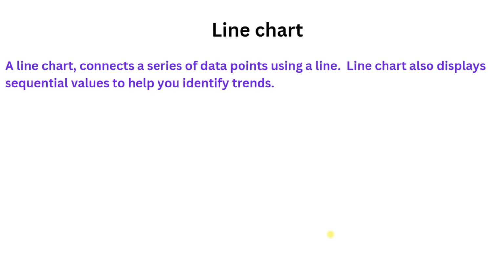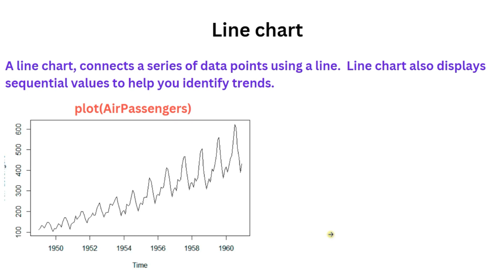For example, closing share price for a month is a time series data. Month-on-month sales trend of a product is also a time series data. Have a look at the line chart of air passengers dataset. This line chart clearly shows an upward trend for the number of air passengers.